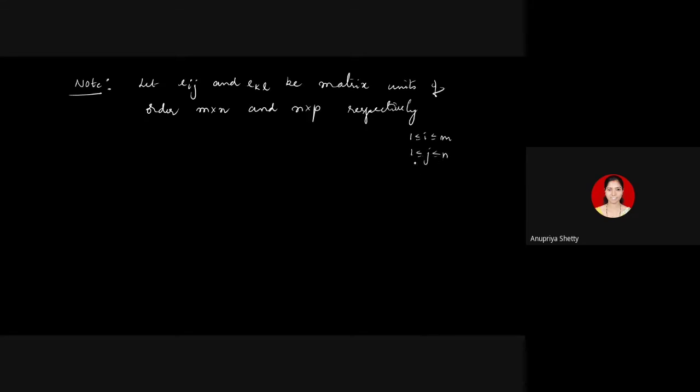It can be any one number, but that value is fixed for a given Eij. And K can be any number between 1 and N. And L can be any number between 1 and P. Now, I want to multiply these two matrices.